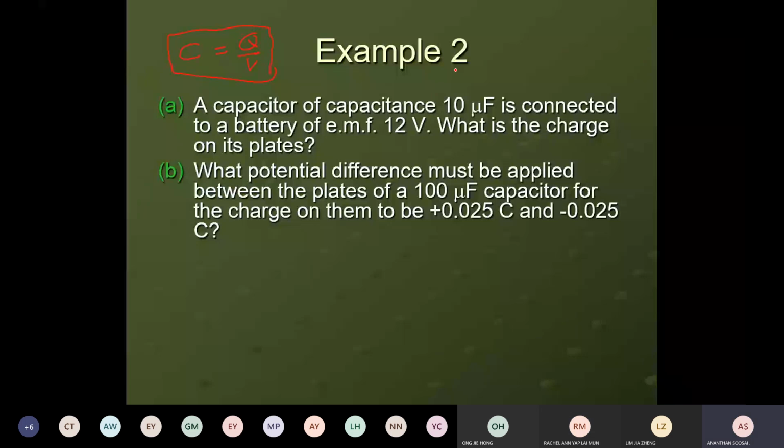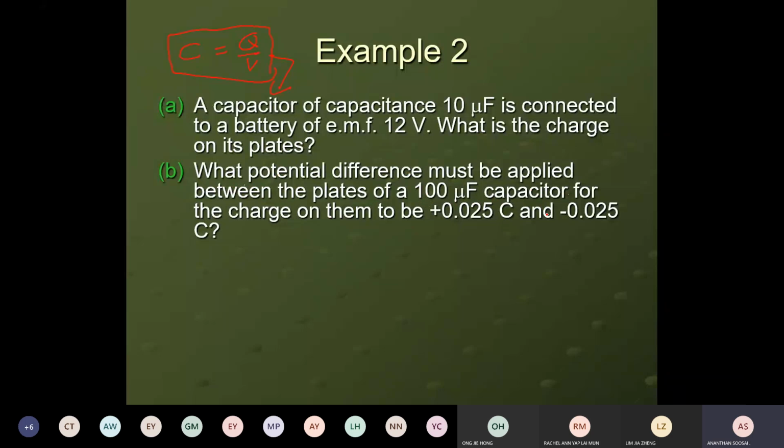Okay, so use this formula for the A, you should be able to get the answer. Okay, direct substitution. Okay, calculate for me the B2 before I show you the answer. The answer is there. For the case of B, what potential difference must be applied between the plate?